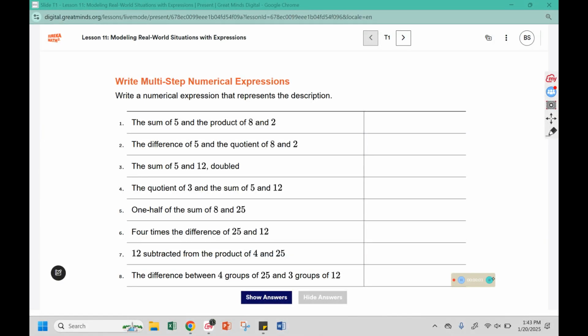Write a numerical expression that represents the description. Number 4 says the quotient of 3 and the sum of 5 and 12. So we have 3 divided by that sum, 5 plus 12.